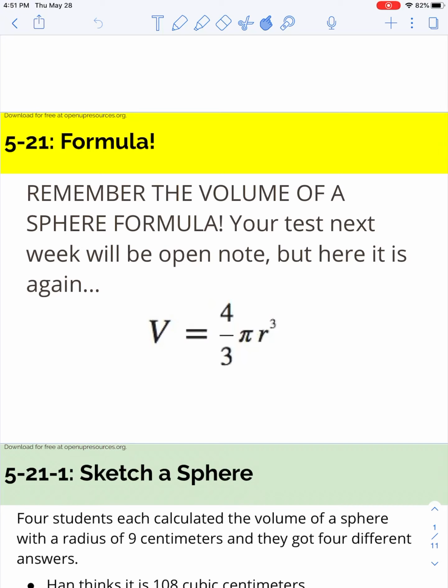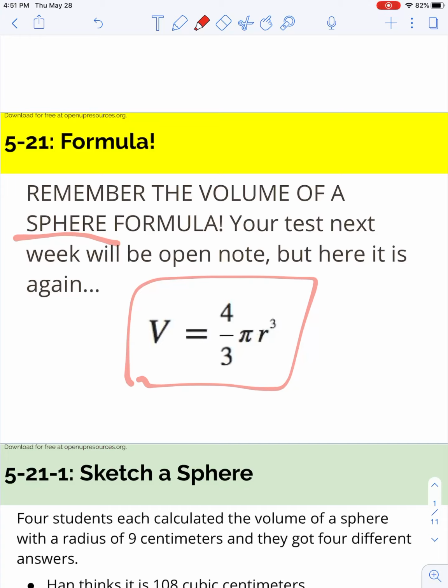so the first slide here is just the volume of a sphere formula, which is this. Remember the sphere thing? Draw your oval, draw your dashed line, draw your solid line. Okay. That looks weird. Looks like a weird face. Anyway, it's supposed to be a sphere.